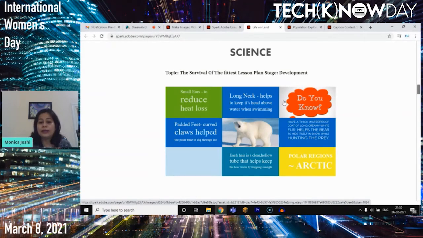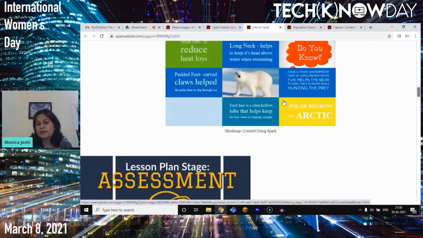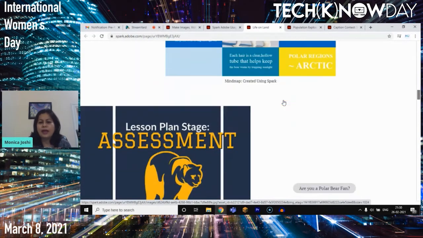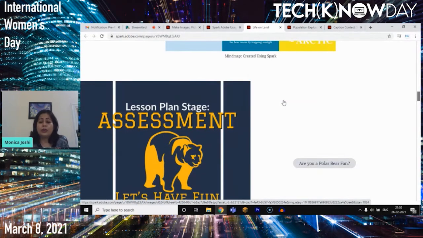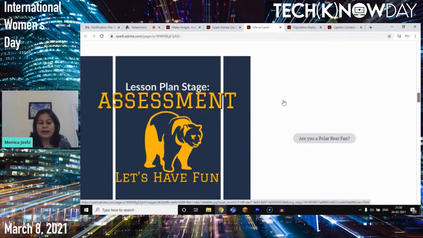Okay, why did the polar bear live in the Arctic region? Those kinds of questions were also asked by the children, and they were answered. And children are always fearful of assessment. So to make it more interesting, I created an interesting poster. Okay, let's have fun assessments, instead of, okay, you have a test today.